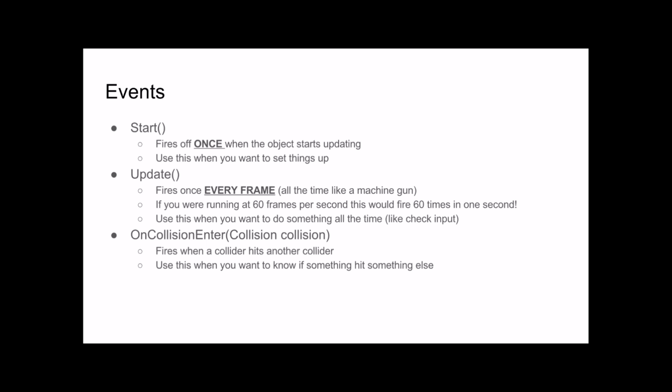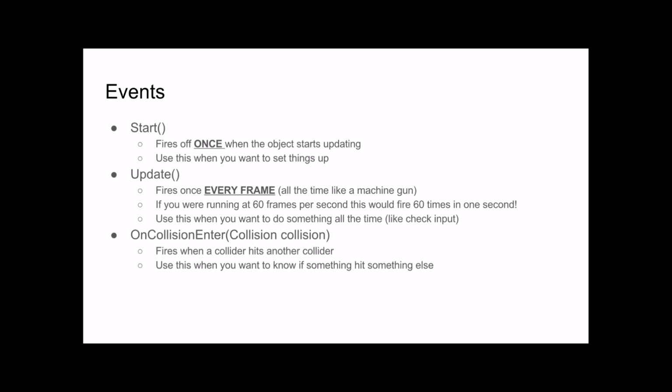Update happens every frame, all the time. It's like a machine gun. You've heard the term 60 frames per second. 60 frames per second is how many frames you're running in one second. So if you want your code to do something all the time, like when do I need to check for input? Well, the user could press the button anytime he wanted to. You'd probably check for that in update because it's always checking for something like that.